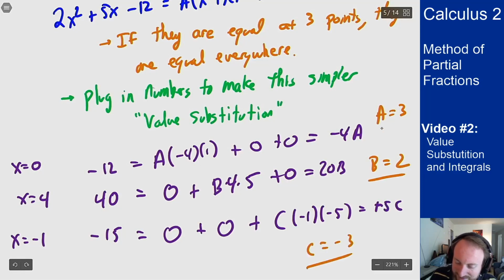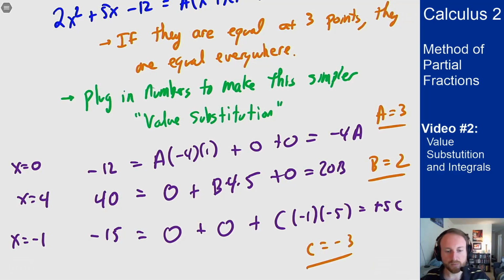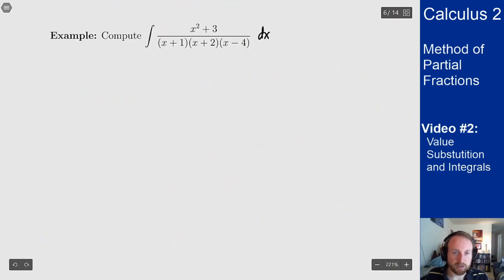And I got the exact same numbers that I got last time, but with a much easier way. So the point is, as long as I have the right number of coefficients, and we'll see why that becomes an issue later on, you can just plug in numbers to make your expression look a lot simpler and use that to help you solve the problem. So I'll take this example here. Compute the integral of x squared plus 3 over x plus 1 times x plus 2 times x minus 4, and we'll do this using partial fractions.